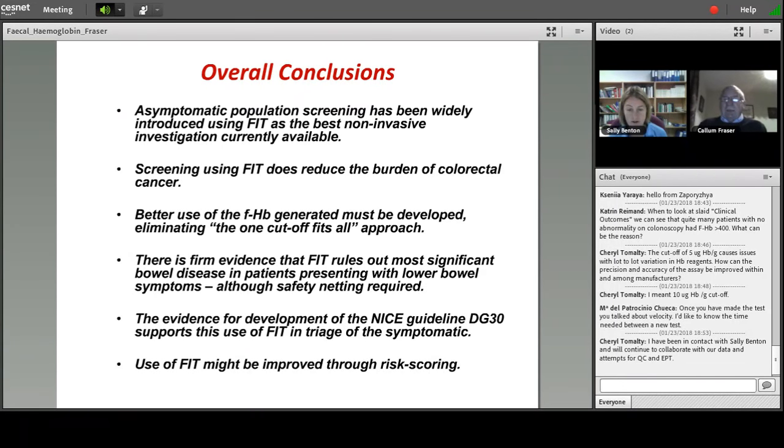Looking at personalised medicine for fecal hemoglobin concentration in colorectal cancer screening is something that I would like to see researched, and it definitely requires research at this particular time.